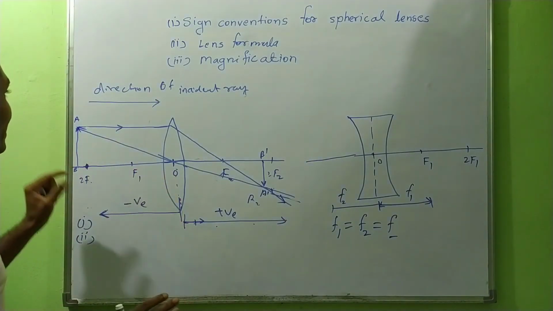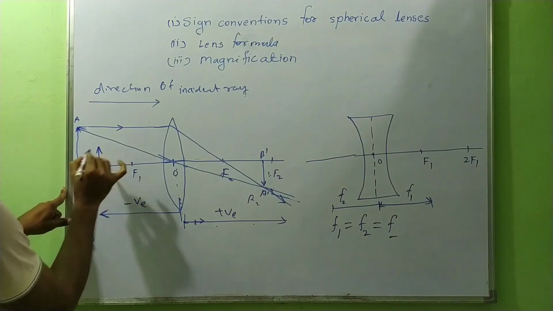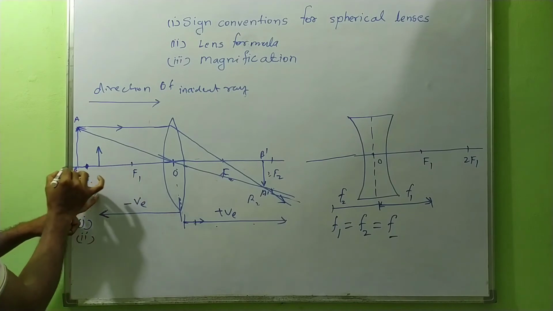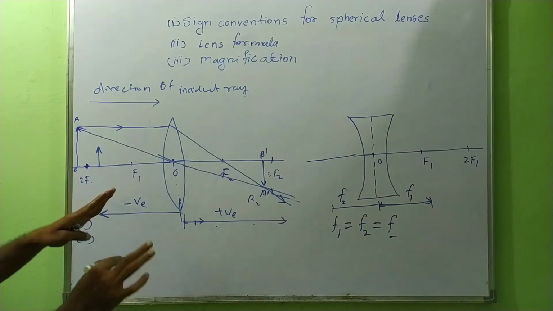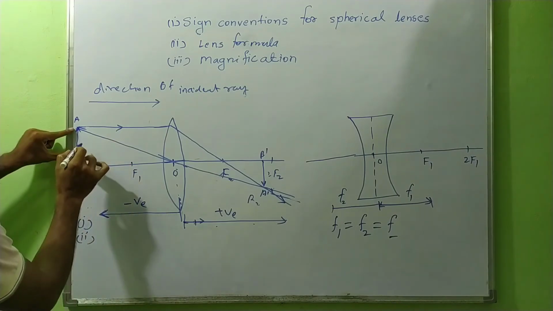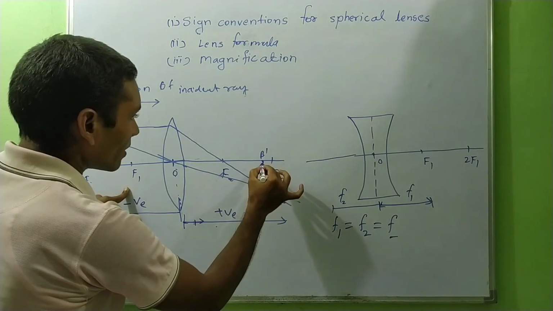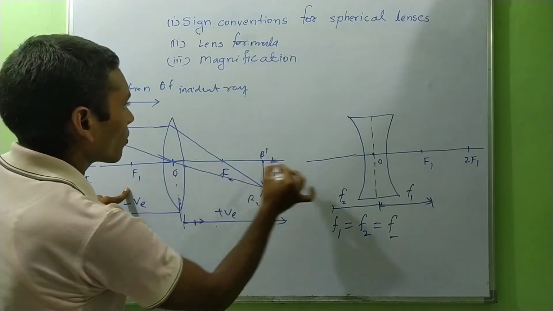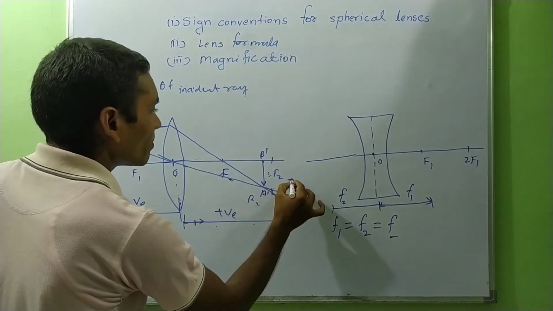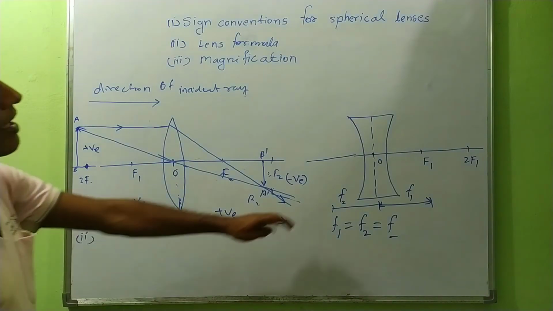So all the heights measured upward with respect to the principal axis will be positive. So AB will be positive, and the image is in the downward direction with respect to the principal axis. That's why the height of the image will be negative. Understood?